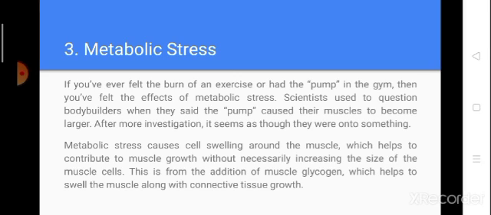Now, the third mechanism is metabolic stress. If you have ever felt the burn of an exercise or had the pump in the gym, you have felt the effects of metabolic stress. Scientists used to question bodybuilders when they said the pump caused their muscles to become larger. After more investigation, it seems as though they were onto something. Metabolic stress causes cell swelling around the muscle, which helps to contribute to muscle growth without necessarily increasing the size of the muscle cells. This is due to the addition of muscle glycogen, which helps to swell the muscle along with connective tissue growth.